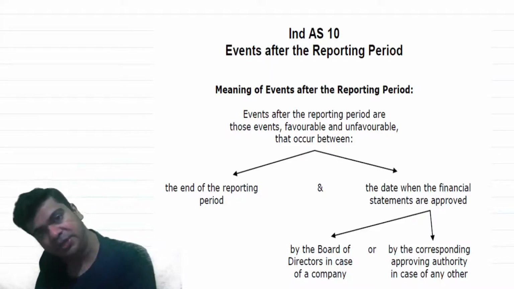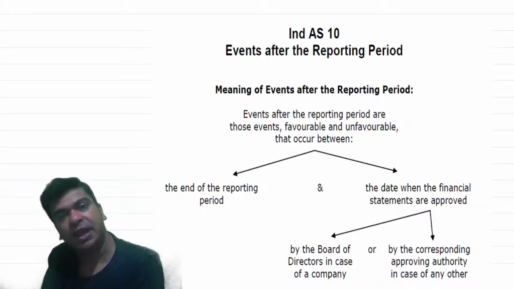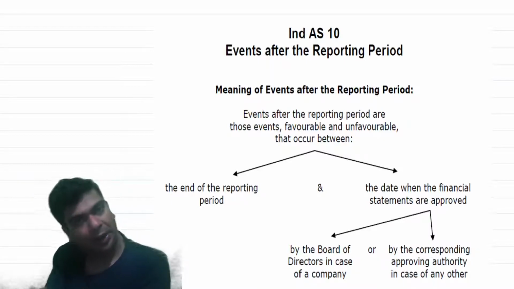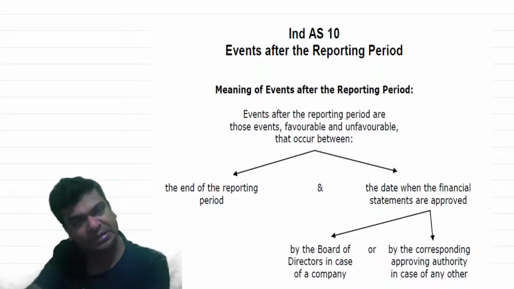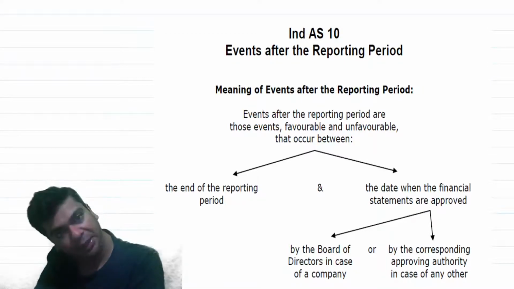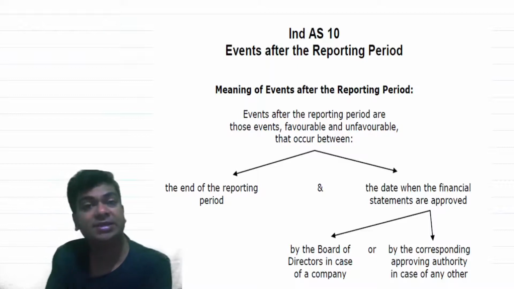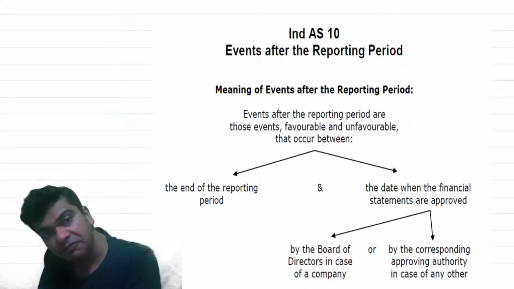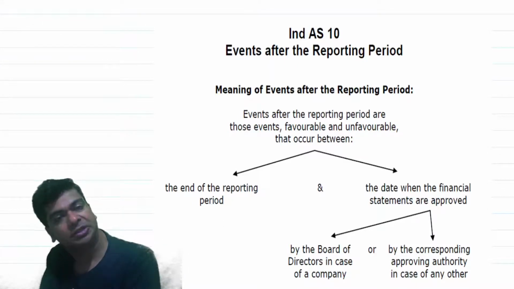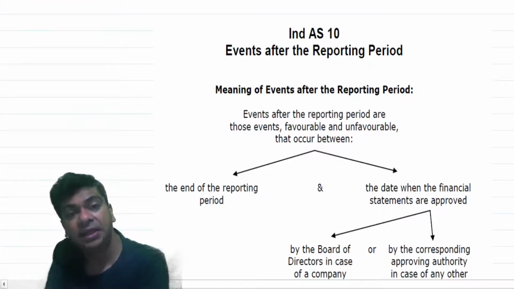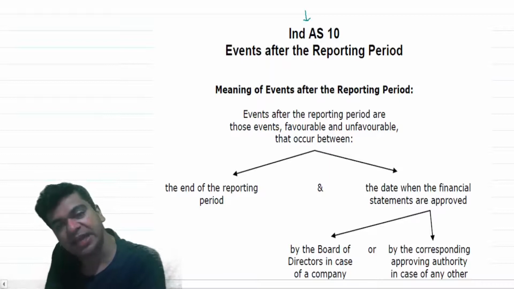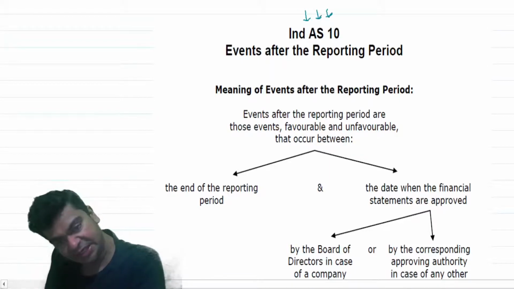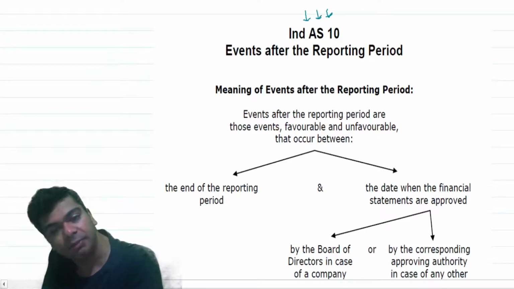What I am trying to say is that even if the year has come to an end, continuous business activities will be going on. Continuously, something or the other will keep on happening in the business. How are these events considered when we are finalizing our financial statements? That basically is the subject matter of Ind AS 10. If you see the title of Ind AS 10, it is events after the reporting period.